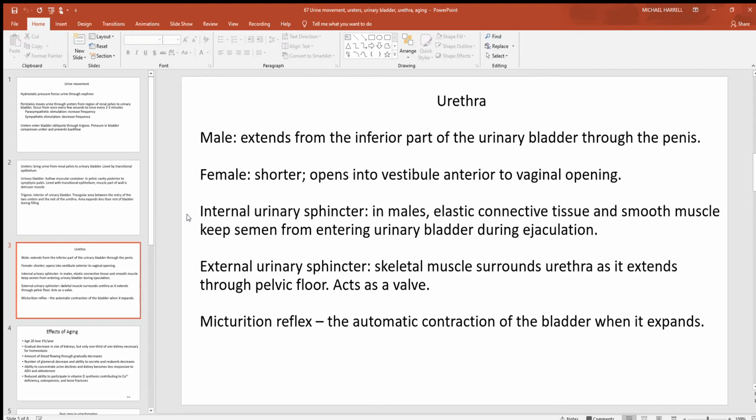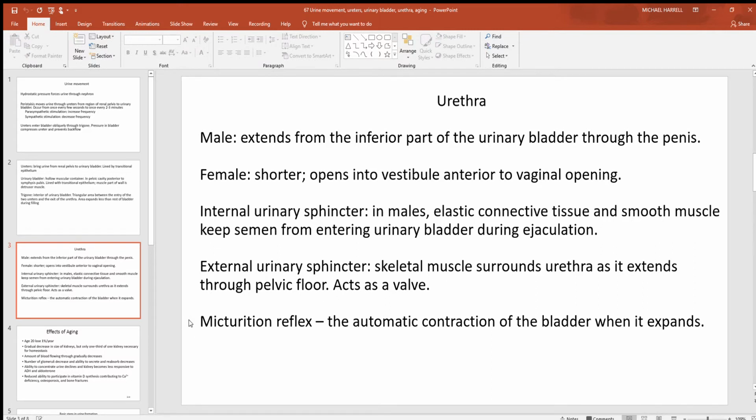You look at the internal urinary sphincter. In males, this is elastic connective tissue and smooth muscle which keeps the semen from entering the bladder at the time of ejaculation. The external urinary sphincter, skeletal muscle, surrounds the urethra as it extends through the pelvic floor and acts as a valve, preventing backflow.